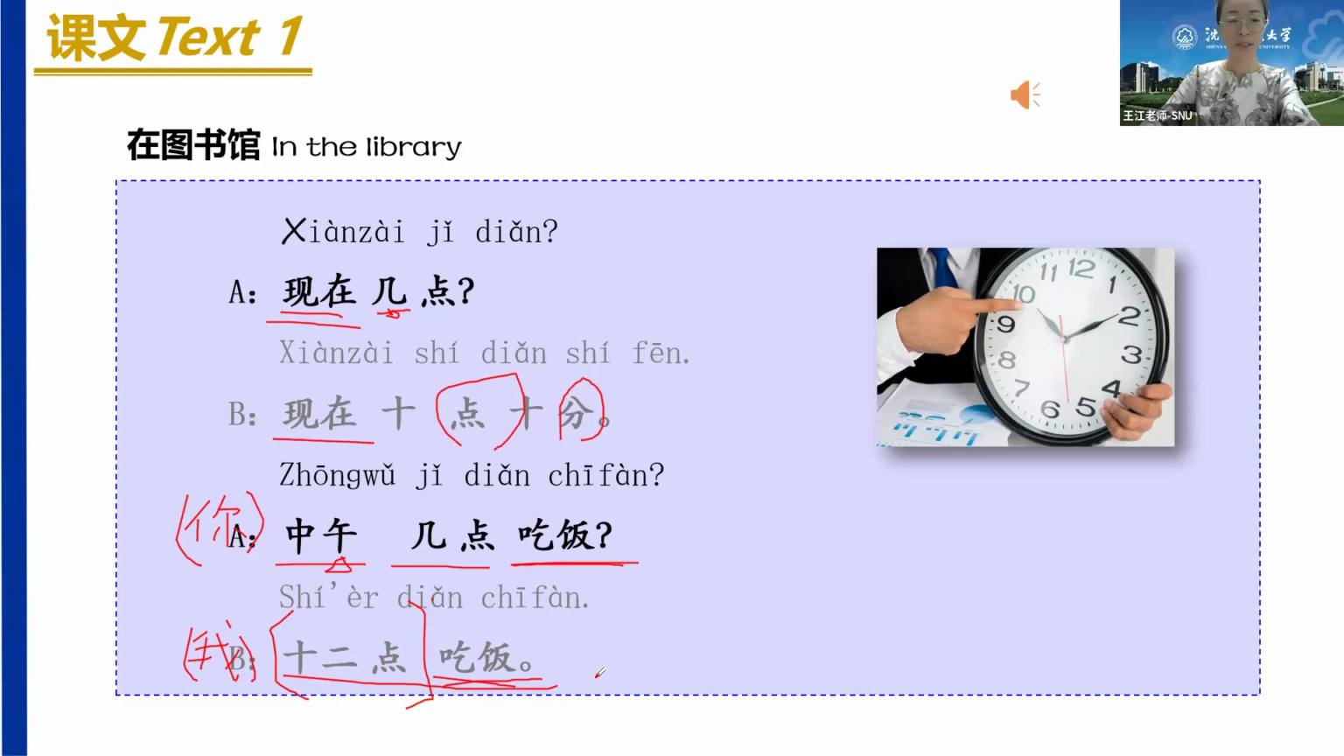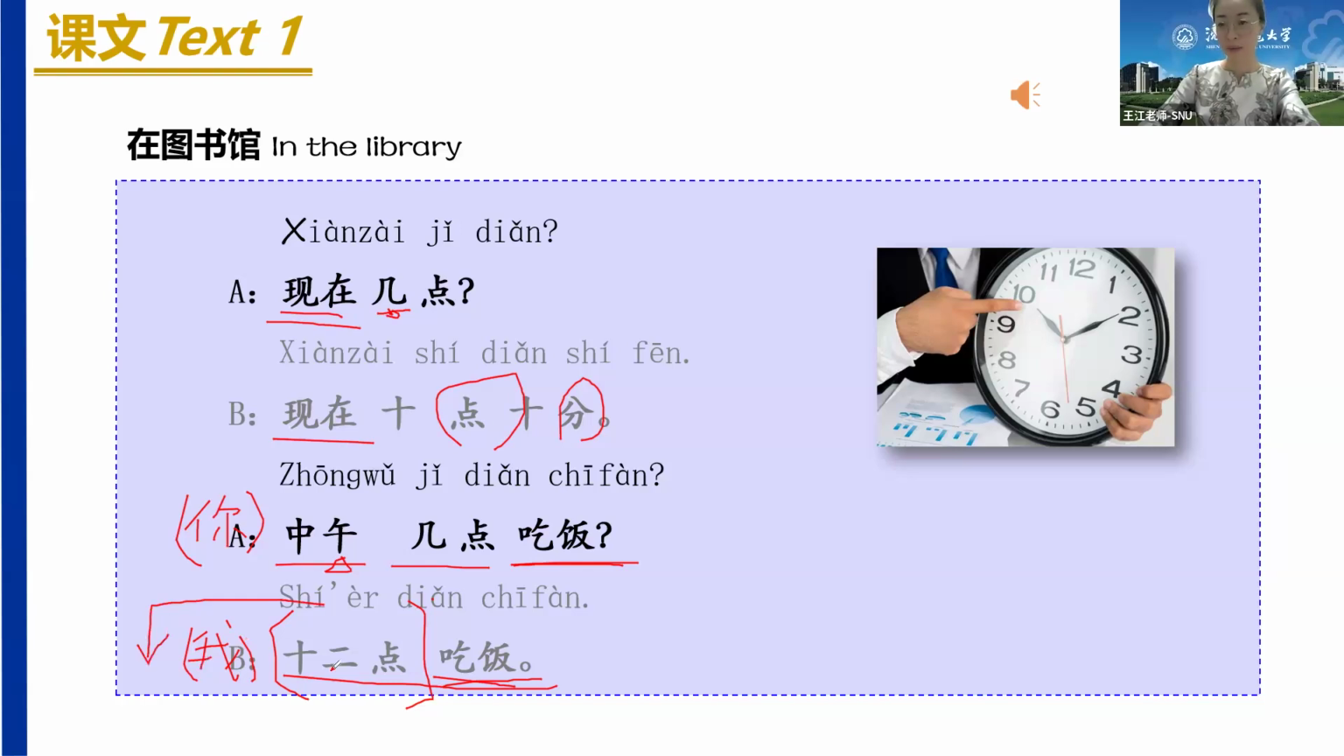Who can answer this question? 我12点吃饭. In another way to speak this sentence, what's the other way to speak this sentence? The time word, you know, except the time word was put behind the subject. Where can the time word be put? It can also be put, you know, before the subject, right?